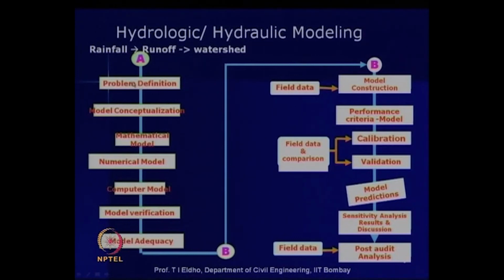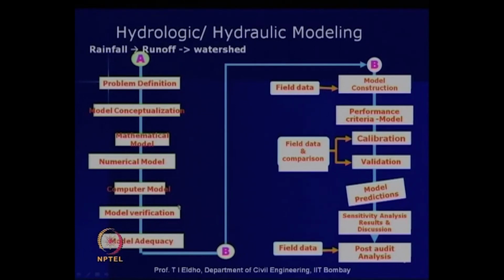So, that is the problem definition for the given rainfall condition. Then we have to conceptualize the model, like overland flow, channel flow, whether one dimension or two dimensions, and then we can develop the mathematical model. Then we can choose the numerical model, which can be tools like the finite difference method, finite element method, etc. Based upon that we can have the computer model, and then we have to go through a process of model calibration or verification, and then assess the model adequacy.